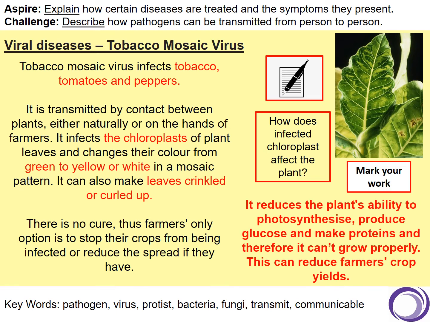Okay guys, so hopefully you've got written down that by the chloroplast being affected, the plant can no longer photosynthesize, so it can't produce glucose and therefore make proteins, and so it can't grow properly. This can then reduce the farmer's crop yields. And then they may get into a situation where they decide that they can't make enough money from this. So it can really be detrimental to farmers who are growing these types of crops if they get tobacco mosaic virus.